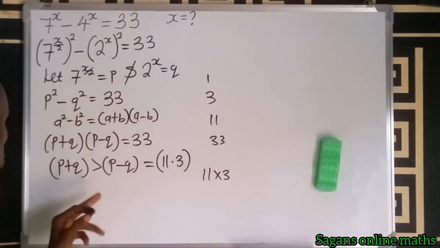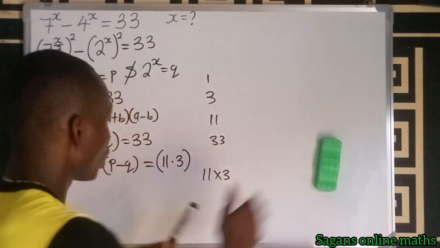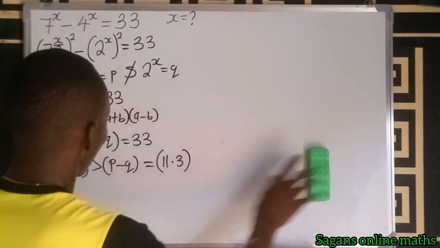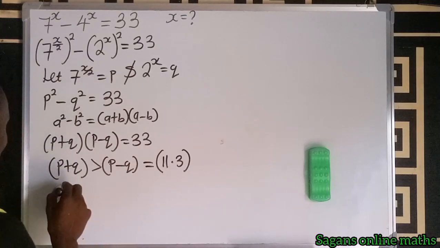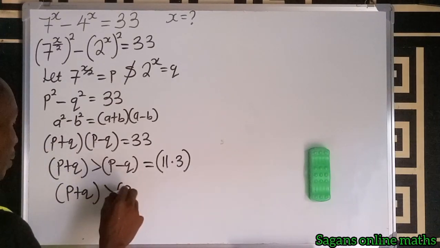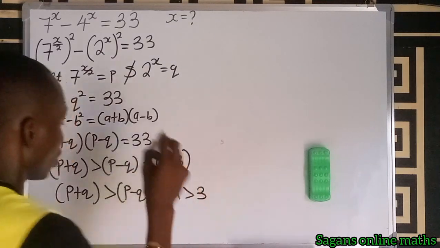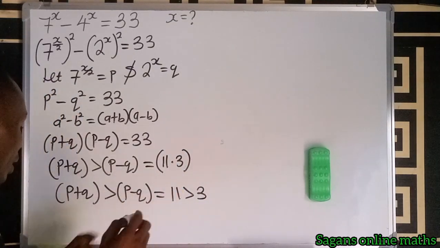And p plus q must be greater than p minus q. Very interesting, right? So we can remove this from here. That means p plus q is greater than p minus q, which is 11 is greater than 3.